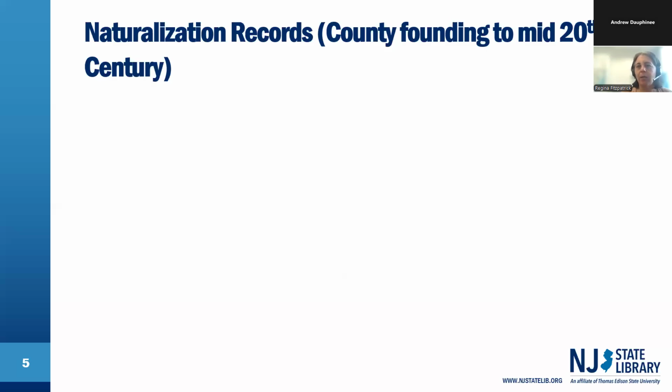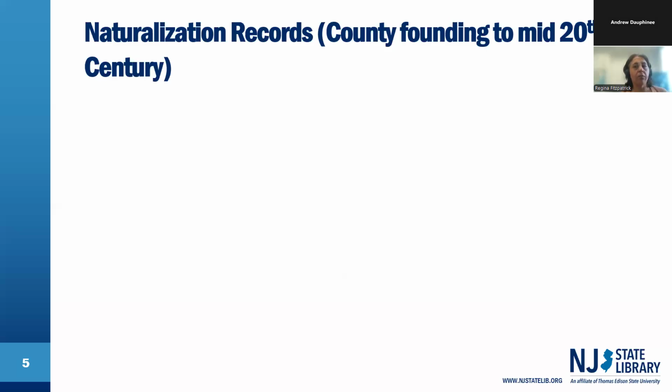of US history. This is how the system worked between the county's founding date, so late 18th century in some cases, to the mid-ish 20th century. These records are held usually by the county clerk, who is the clerk of the Court of Common Pleas, which is where most of these naturalizations occurred. So that is the record group that we are going to be looking at examples of.